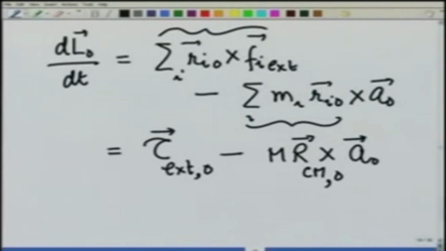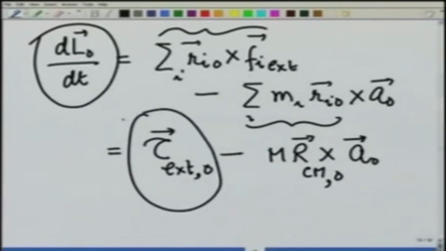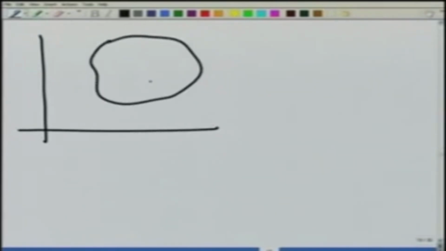So, if I want dL/dt to be equal to this only, this term must vanish. Let me remind you again what we are doing. We are taking a rigid body, taking an arbitrary point O on this, applying some force on the rigid body, and calculating the torque due to this force with respect to point O.